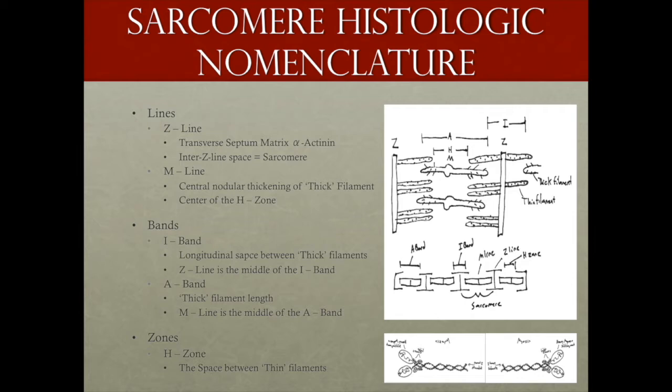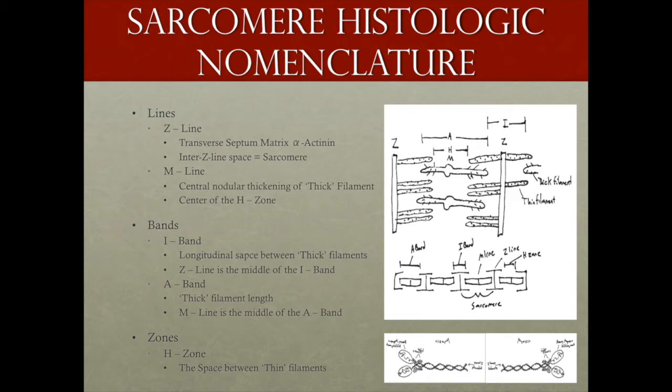You have two bands. You have an I band and an A band. Your I band is the longitudinal space between thick filaments, or myosin filaments. The Z line is the middle of your I band. Your A band is the length of the thick filament, or the length of the two myosin complexes. The M line is the middle of the A band.